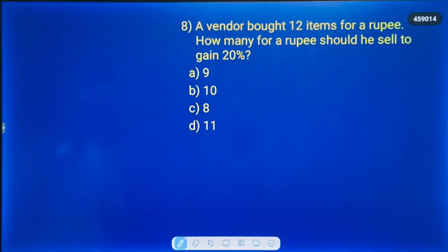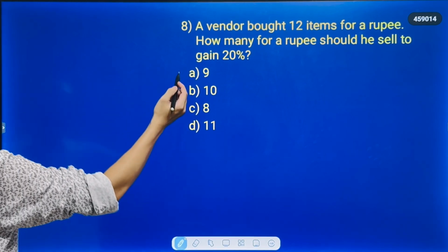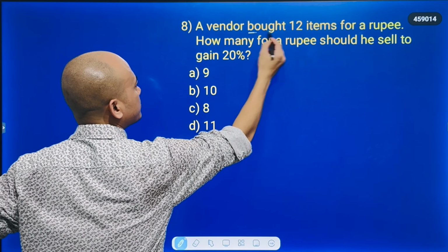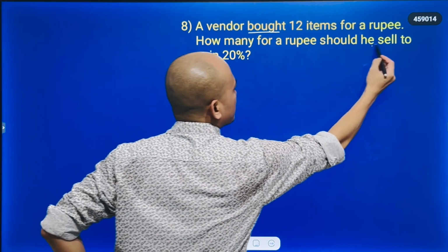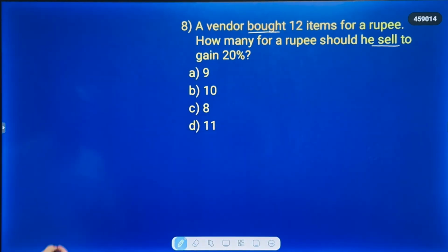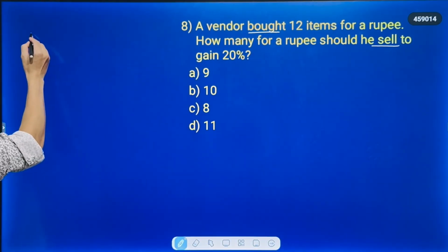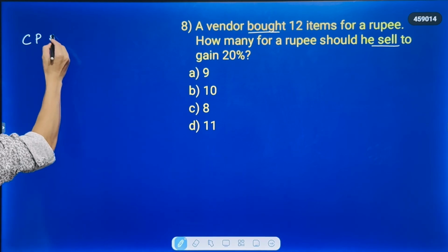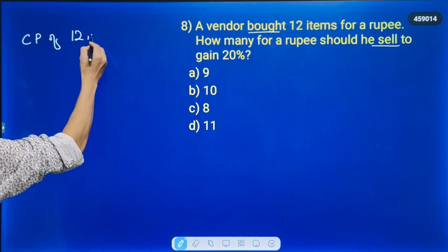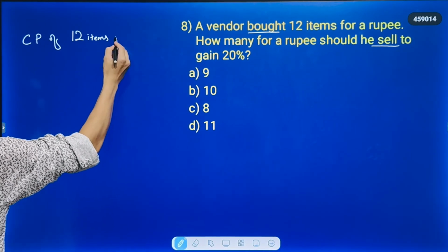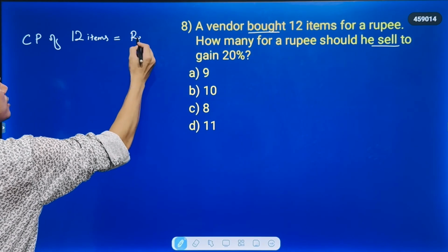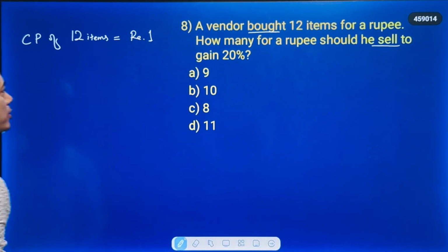Let's see, we'll try to solve it by the basic method. Bought 12 items for a rupee. Bought means CP and selling means SP. So CP of 12 items is rupee 1, clearly given in the question.